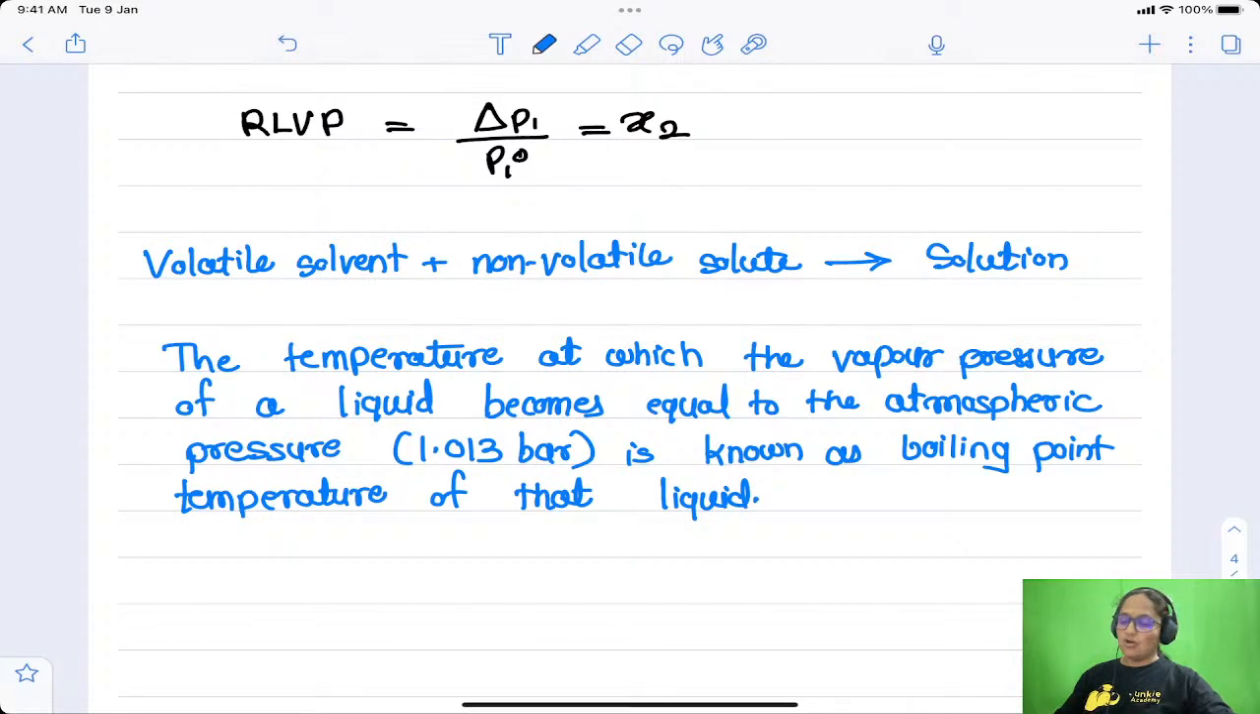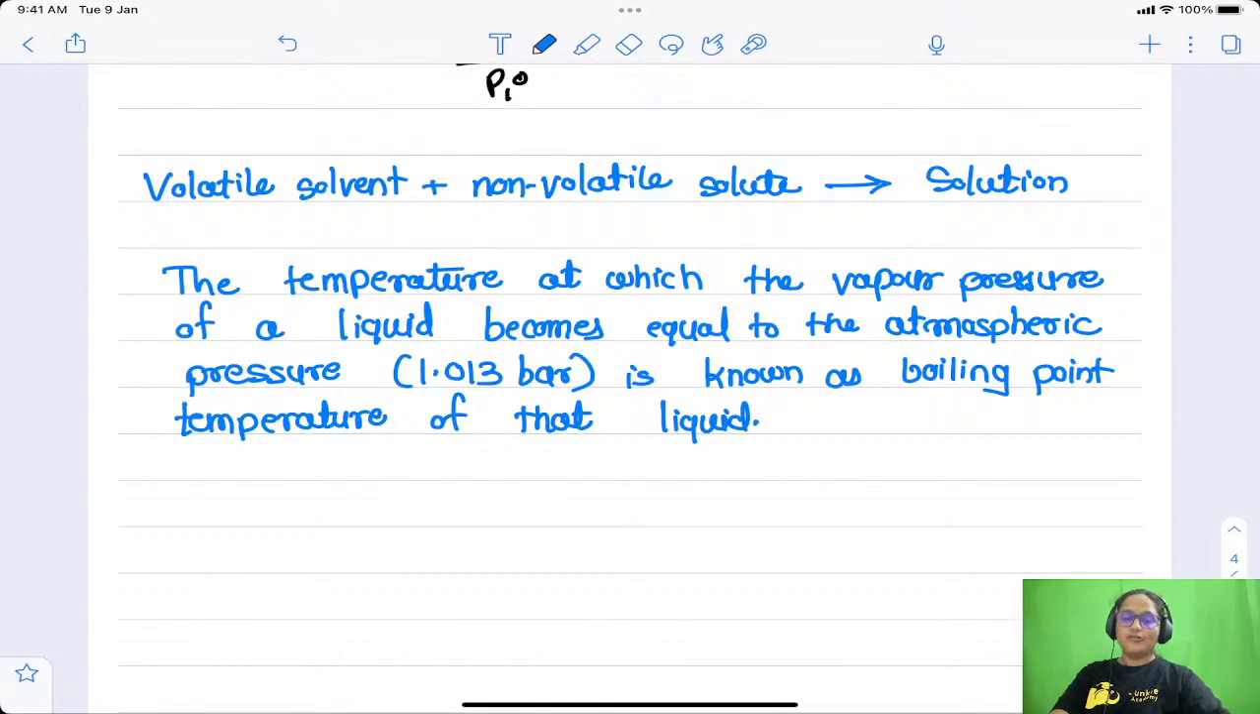Okay, yes, so this is called the boiling point temperature. So the vapor pressure of the liquid should be equal to the atmospheric pressure, right? That is the boiling point.